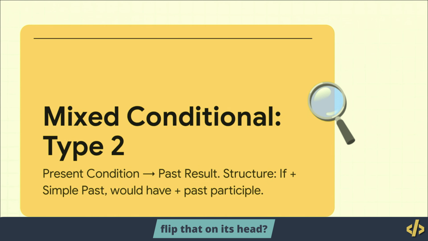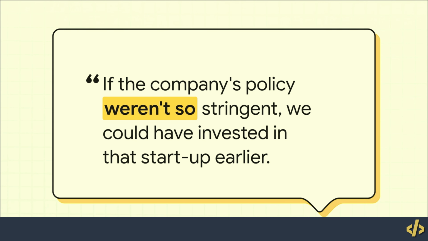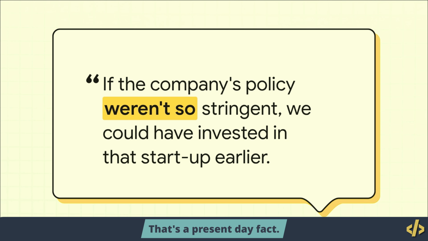Now, what happens if we flip that on its head? This is type 2. It connects an ongoing present condition to a specific past result. So the if clause uses the simple past, like a second conditional, to talk about a general state, like if I were a more decisive person. And the result clause uses that third conditional structure to talk about how that state affected a past action. I would have done things differently. And here's a fantastic business application. The company's policy is stringent. That's a present-day fact. And because of that fact, a specific opportunity in the past was completely missed. This just goes to show how useful this structure is for explaining why past events turned out the way they did, all based on the situation as it is right now.